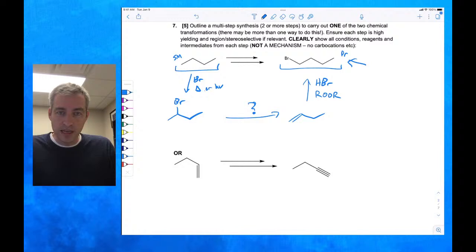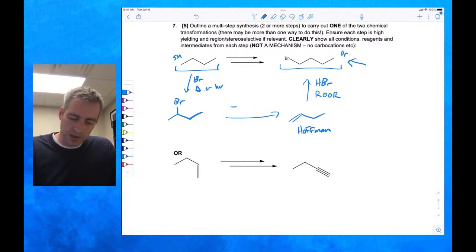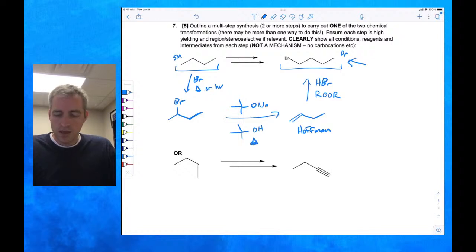Yes, we can do an elimination here. We could do an E2, and we have a choice here. Is this a Hofmann or a Zaitsev elimination reaction? This one turns out to be a Hofmann reaction, so you want a bulky alkoxide to make it go Hofmann. And so what that would look like would be t-butoxide with t-butanol as a solvent. Let's throw in some heat just to make sure this goes. And there's your sequence. So I guess that's 3 steps.